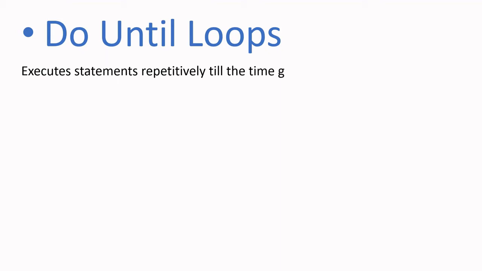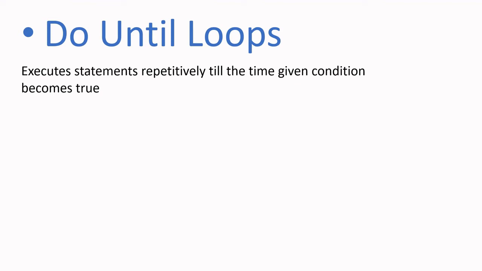Today we will learn about do until loops. Let's have a look at its definition. It says it executes the statements repetitively till the time the given condition becomes true, meaning till the time the given condition is false, it will keep on executing the statement. The moment the given condition becomes true, it will stop the iteration. We will understand this with an example as we progress.